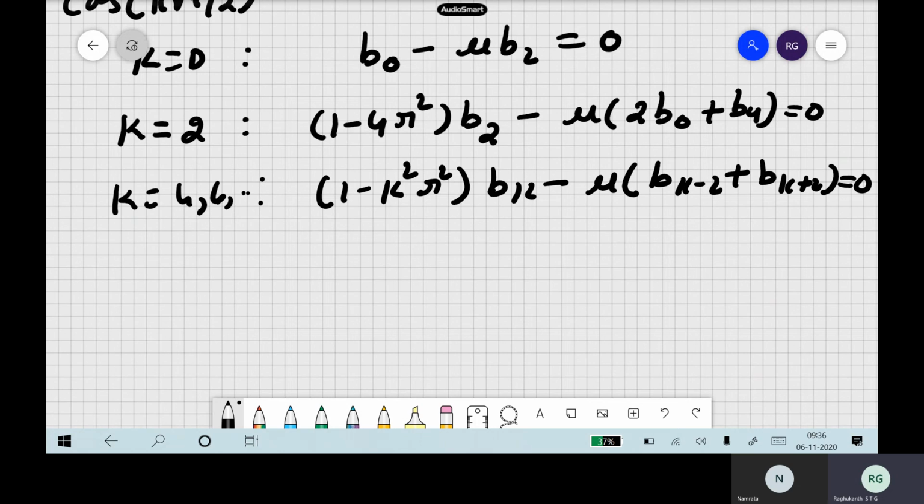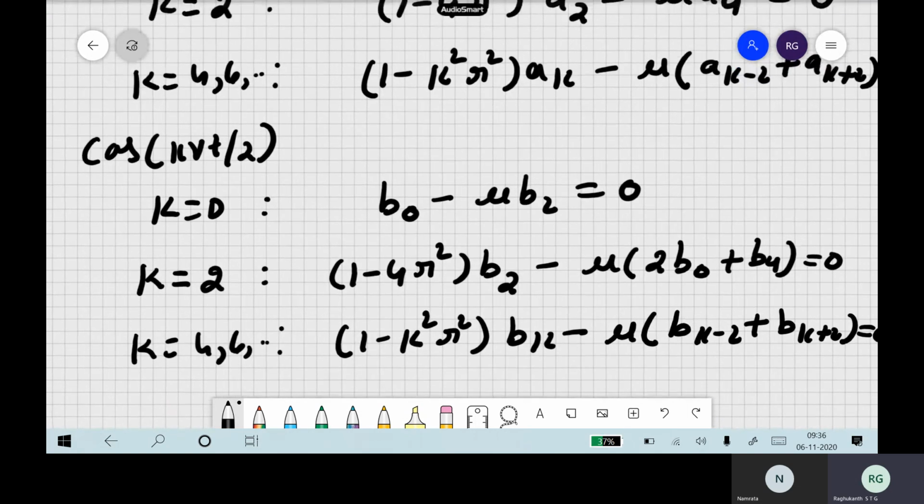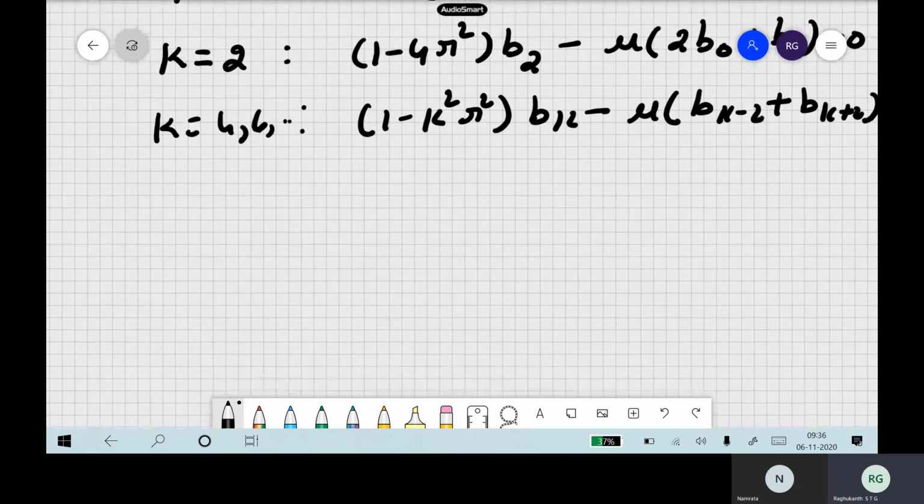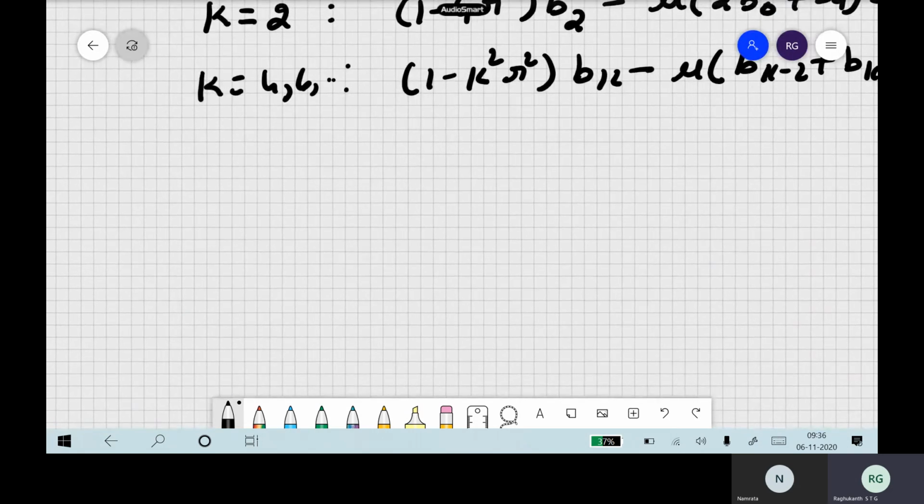But here the only problem is you can't combine them. Previously a and b, it is not a combination, but 1 plus r you could write in a generalized format. But here, because you have k equal to 0, one more equation comes. Then for k equal to 2 and the higher order terms, there are differences. So we write separately for ak and bk.